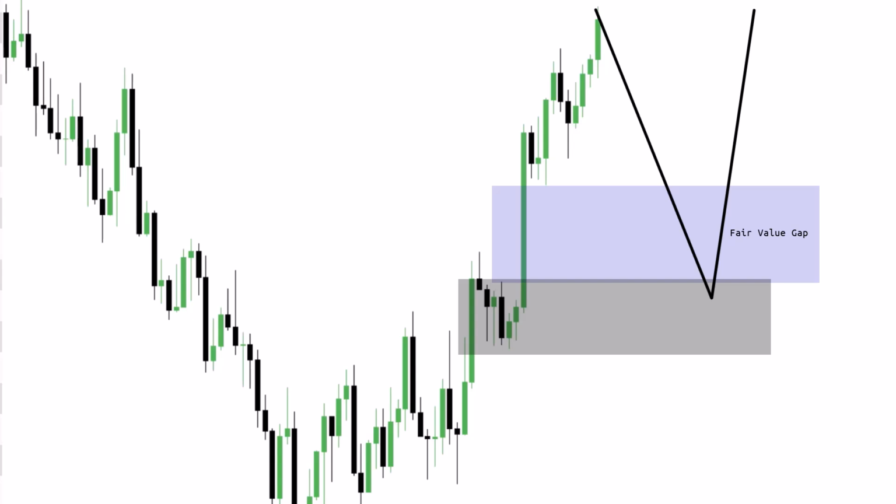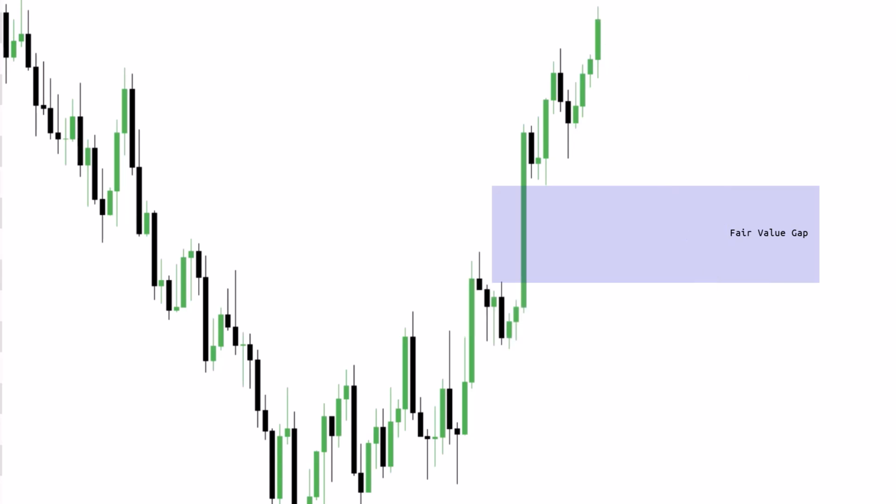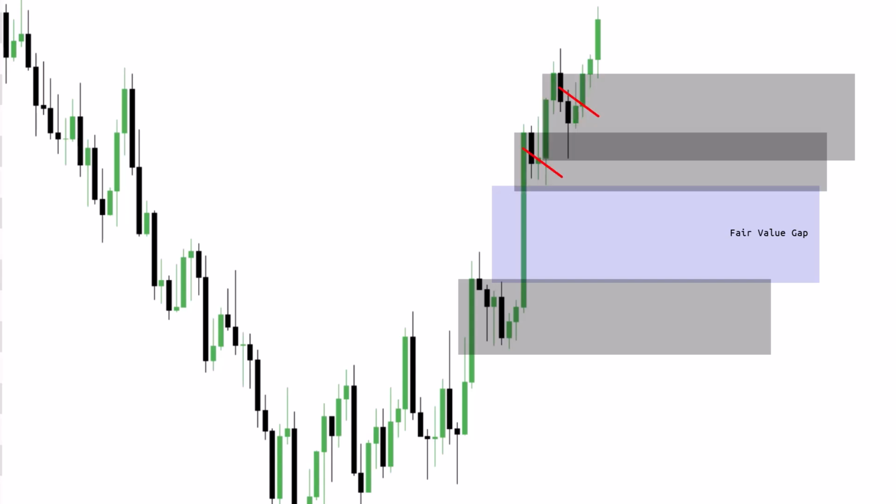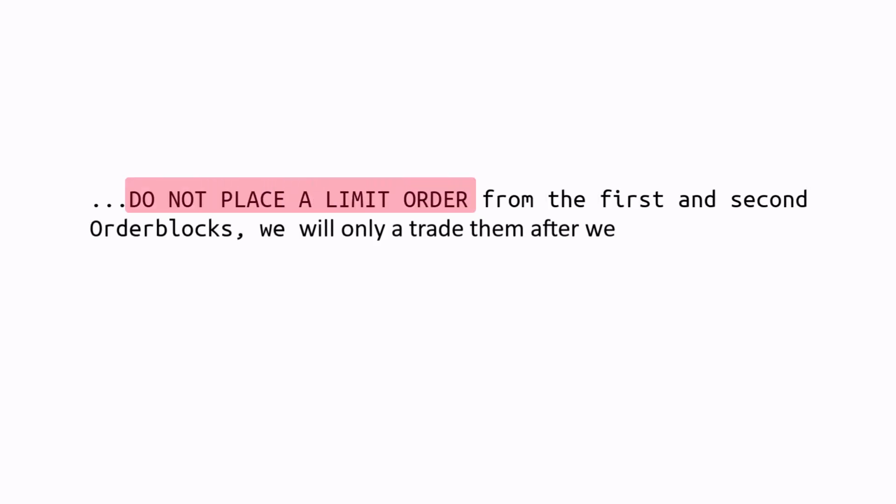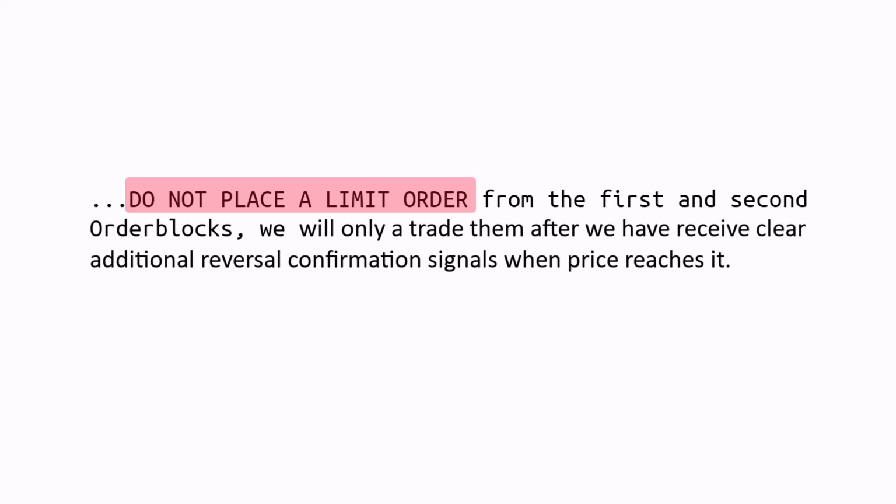So when you see this specific pattern, a gap and another valid order block right under the first one, we actually do not consider the first order block as high probability for a limit order. And we only trade from the first order block with a market order after we have received clear additional reversal confirmation signal when price reaches it. In this scenario, there is a high probability that the first order block is acting as a form of liquidity trap. Now let's look at the opposite scenario, the second pattern.